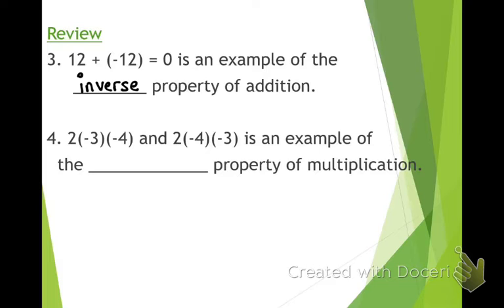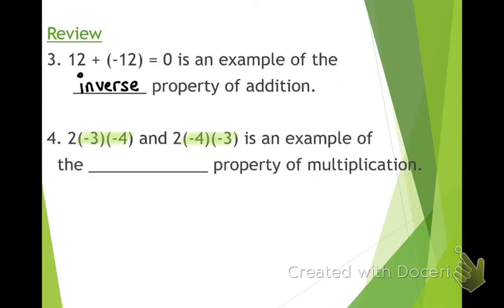All right, one last idea I want you to understand. 2 times negative 3 times negative 4 and 2 times negative 4 times negative 3 is an example of the blank property of multiplication. Do you notice the only difference here? This one is negative 3 times negative 4, and this one, the order has switched, negative 4 times negative 3. We talked about this at the beginning of our lesson today. What is it called when you're allowed to switch the order and it doesn't change the answer? We talked about it with the little cars that are commuting back and forth.